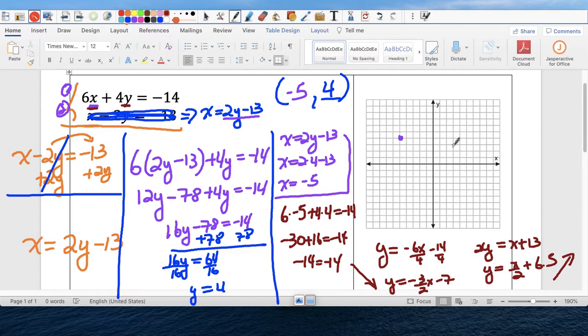So let me try to see if I'm correct here. The y-intercept is negative 7: 1, 2, 3, 4, 5, 6, 7. So it's a slope that goes down, 1, 2, 3 to the right. Unless I'm wrong. No, yeah, that's right. 1, 2, 3 to the right.